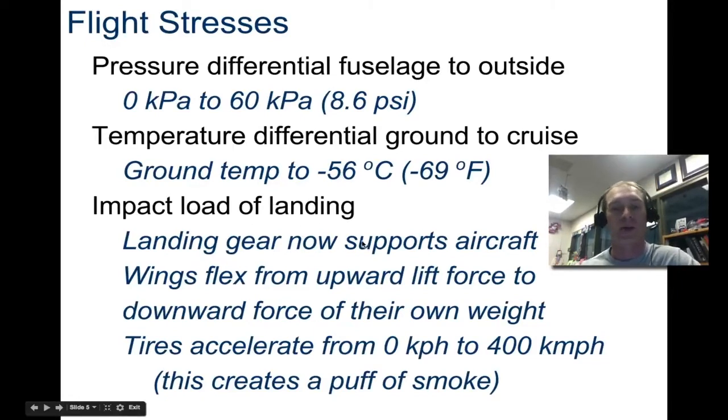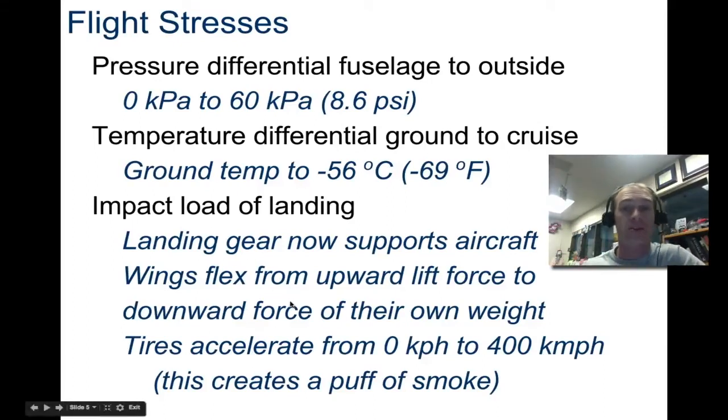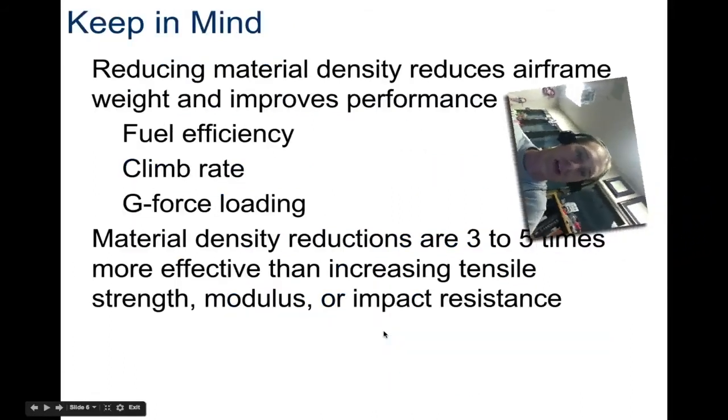And then there's impact of landing. The landing gear has to support the aircraft. The wings have to flex. When it lands, the wings flex up, so there's a lot of stresses right on the joint from where the wing attaches to the fuselage. There's also downward force of their own weight. And then the tires are going to accelerate from 0 to about 400 kilometers per hour instantly, which is that little puff of smoke. So they have to be able to handle that.